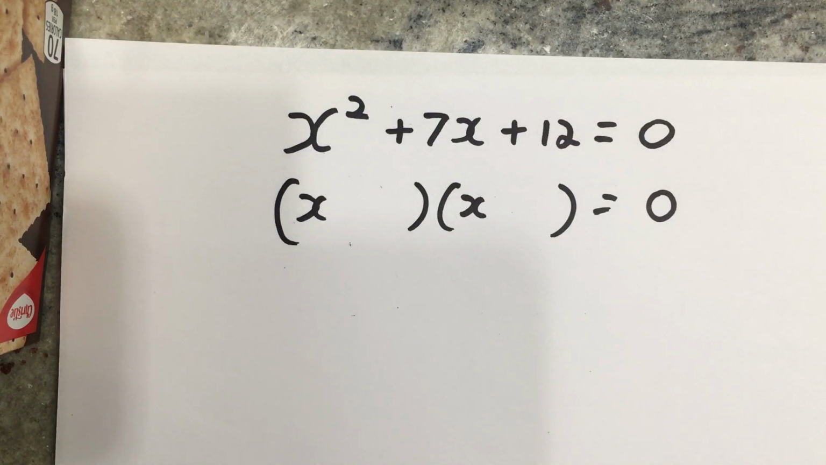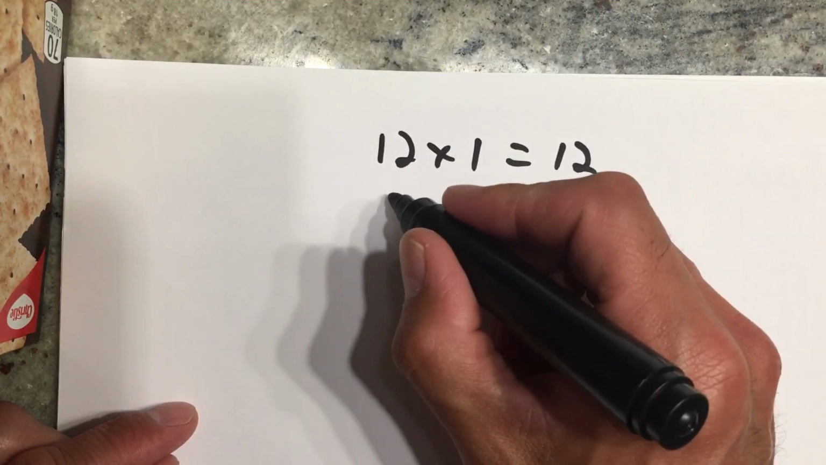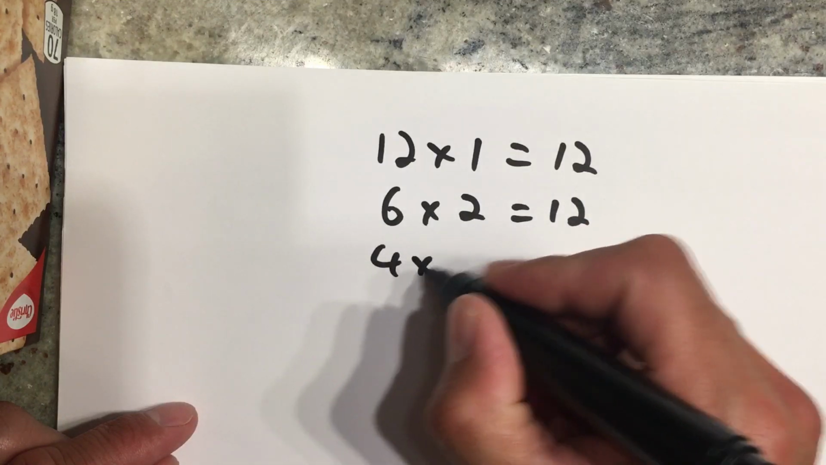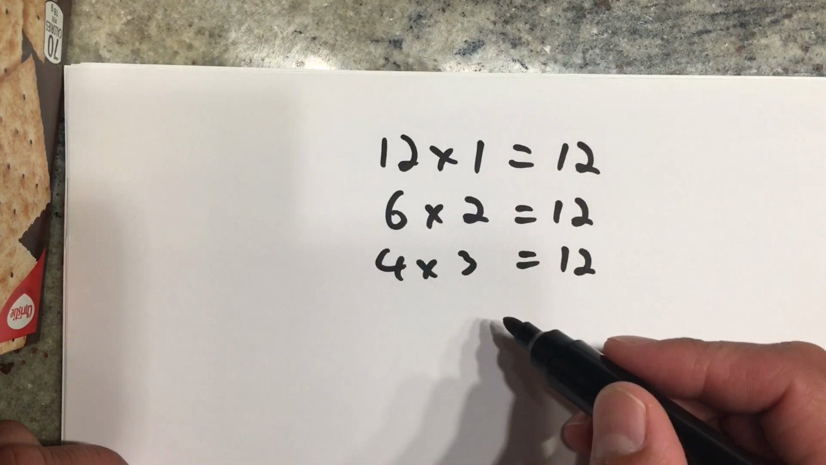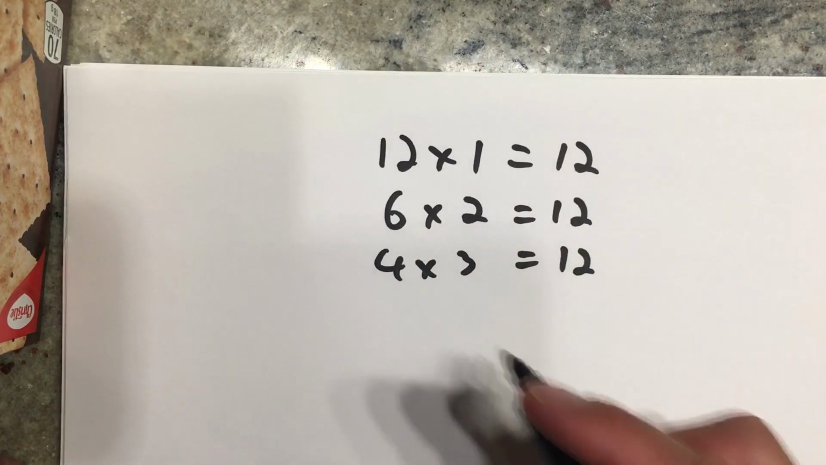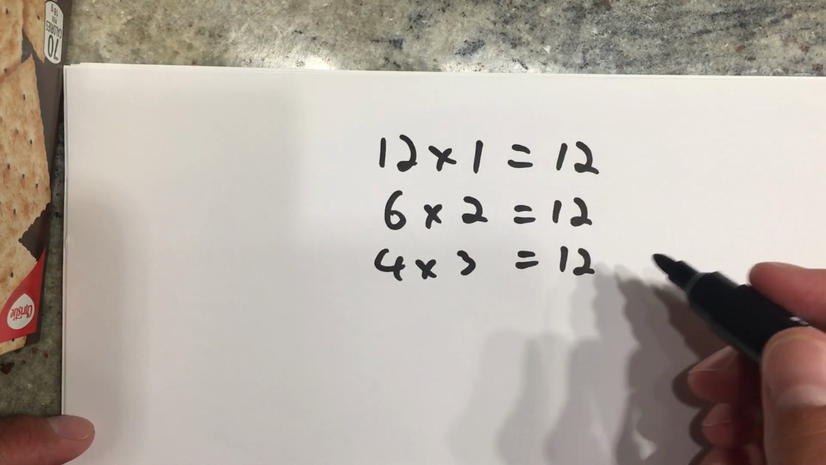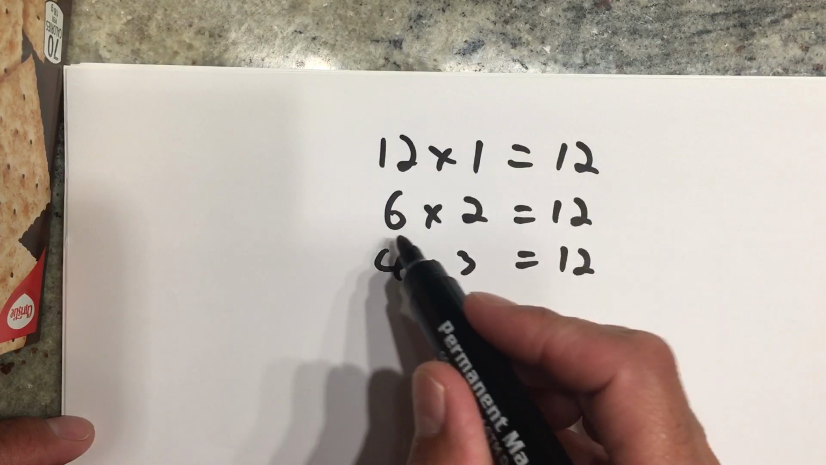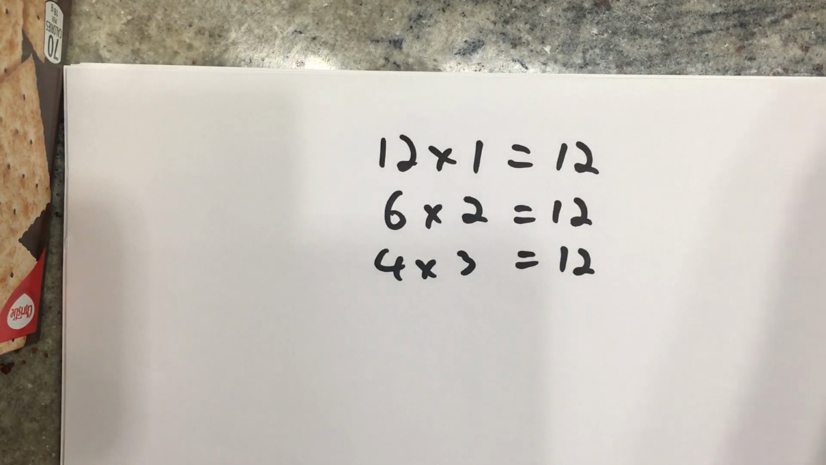Think of all the numbers that multiply together to give you 12. You could have 12 times 1, or 6 times 2, or 4 times 3, or going the other way, 3 times 4, 2 times 6, 1 times 12. These are all the positive factors of 12. If I add these together, 12 plus 1 is 13, 6 plus 2 is 8, 4 plus 3 is 7. Now look here.